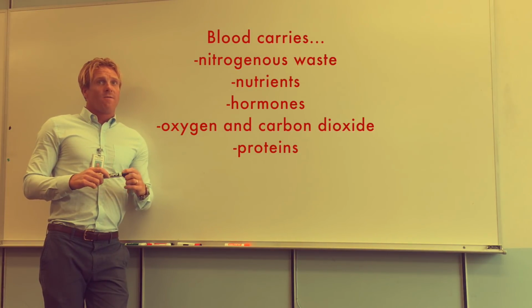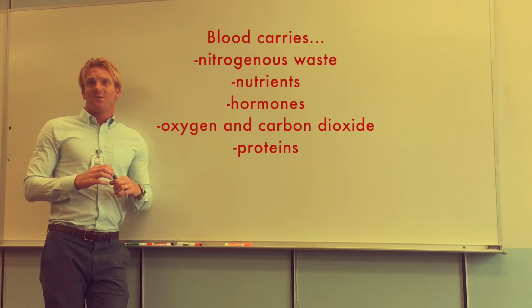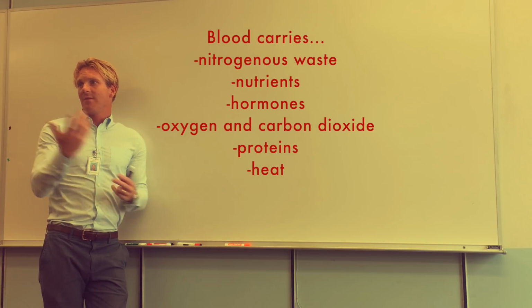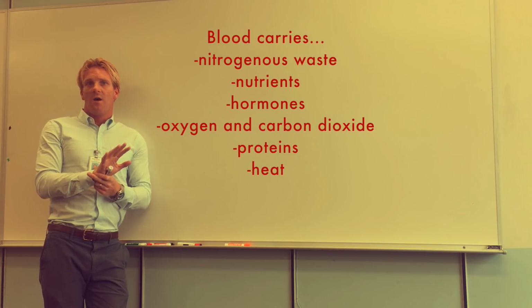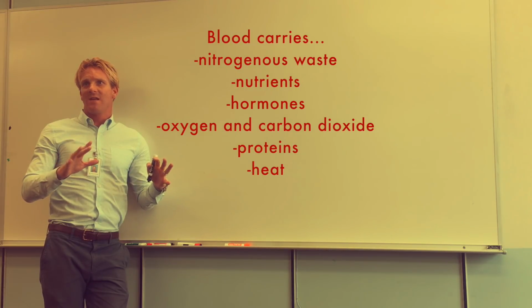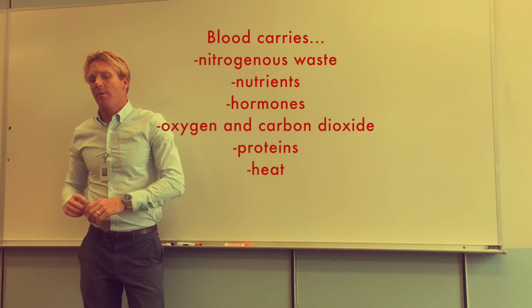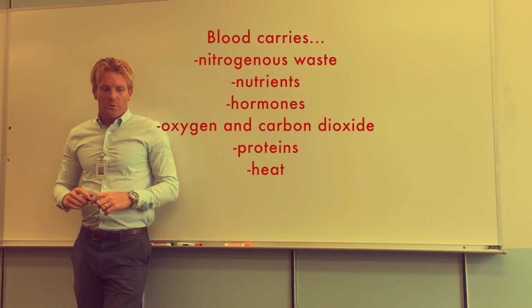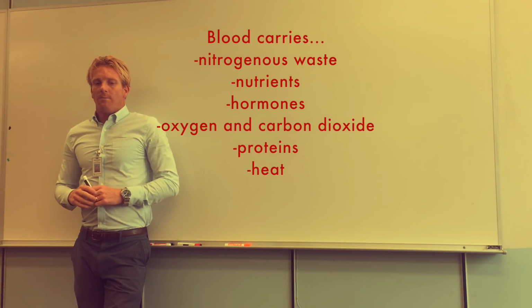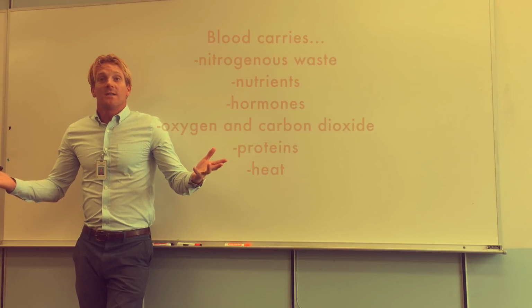And another function of blood is that it helps to distribute heat. So if you have poor circulation, one symptom of that is having cold hands and feet, because the blood helps to distribute this warm heat around our body pretty evenly. So another thing it distributes is ions.